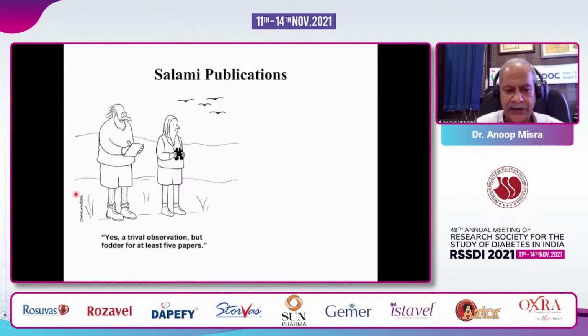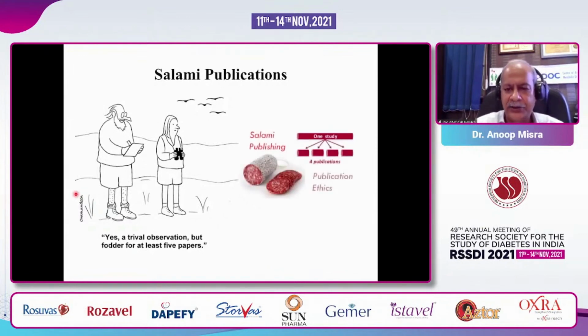And this is my final slide. Salami publication: you have one research and then with slight modification, you produce 10 papers. Yes, it says a trivial observation, but fodder for at least 5 papers. So this is salami, one salami, you cut it, and one study becomes 4 publications or more. And this is something which is happening also in India.